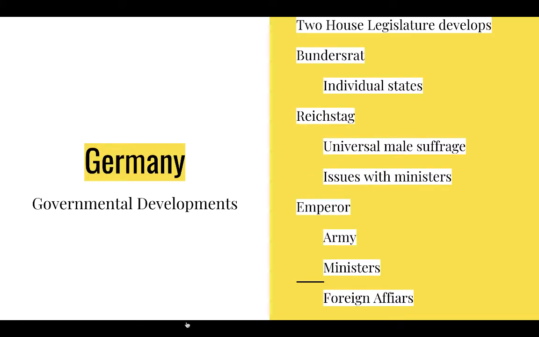So Germany has a lot of things going on at this time. They still have their emperor, but they are going to have a two-house legislature that is developed at this time. You have the Bundesrat, which is going to be an upper house, kind of like a senate that represents the 25 provinces of Germany. Okay.